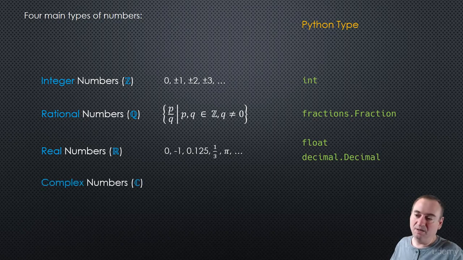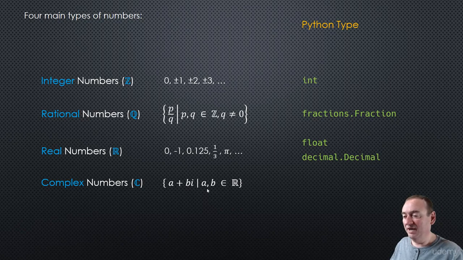Lastly, we have complex numbers, which are of the form a plus bi, where a and b are real numbers. They're basically numbers that have a real part and an imaginary part. And in Python, we can use the complex data type. And we would write it as, let's say, 3 plus 4j. So we'll get to that as well in an upcoming video. So you'll notice that the integers are a subset of the rationals are a subset of the reals, and the reals are a subset of the complex numbers. So it goes from the smallest set to the biggest set.